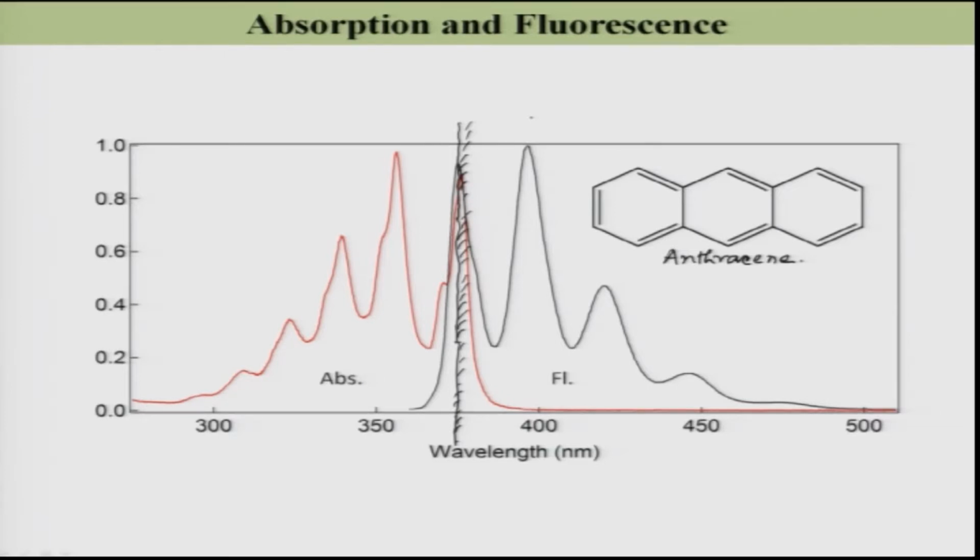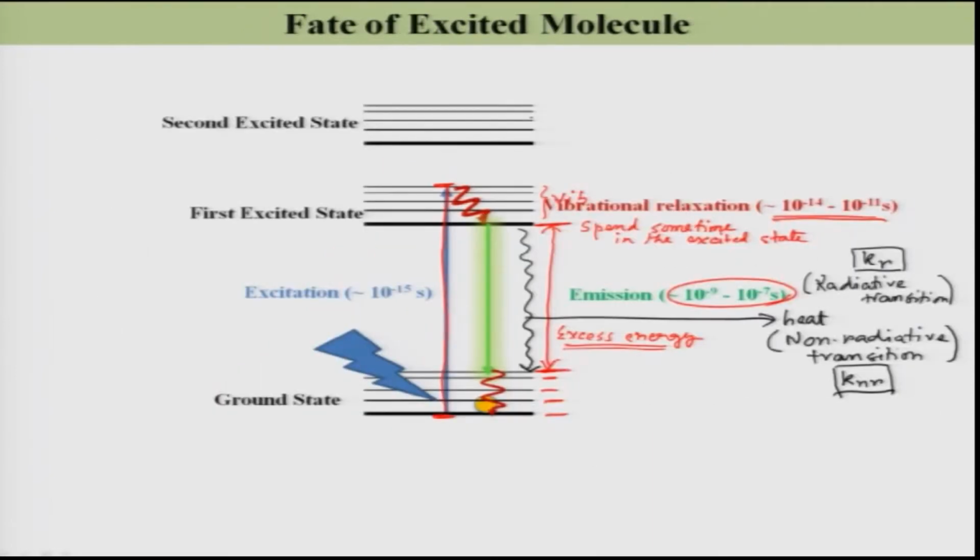Before that, let me again come to here and let us define a few terms. As I said, this is the vibrational relaxation part, this is emission and this is known as fluorescence. The fluorescence takes a little longer time, about a nanosecond, right, to come from the excited state to the ground state, and in the ground electronic state also there could be a vibrational relaxation.